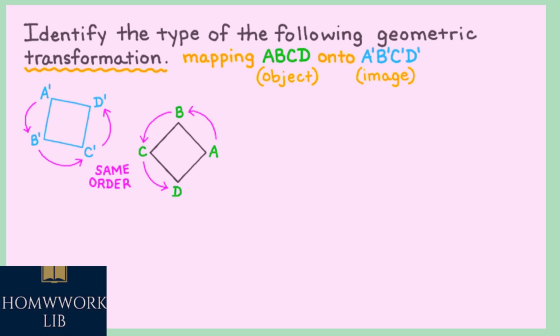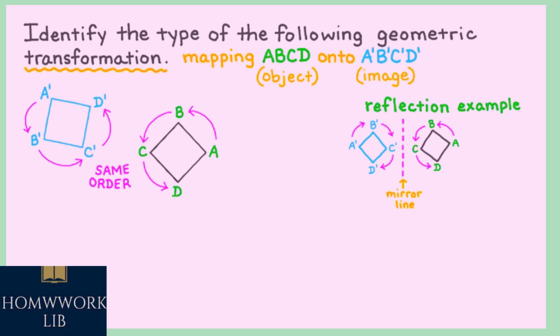First, we can see that the vertices of the object occur in the same order as the vertices in the image. In other words, the first quadrilateral has vertices A, B, C, D, and the image has vertices A', B', C', D' in the same order counterclockwise. This means that it cannot be a reflection. Otherwise, the vertices would have changed order, as shown in the following sketch, where we see A, B, C, D reflected in a mirror line.